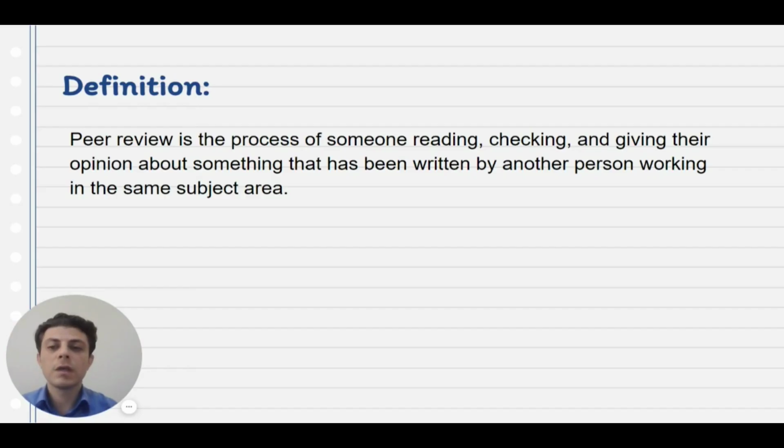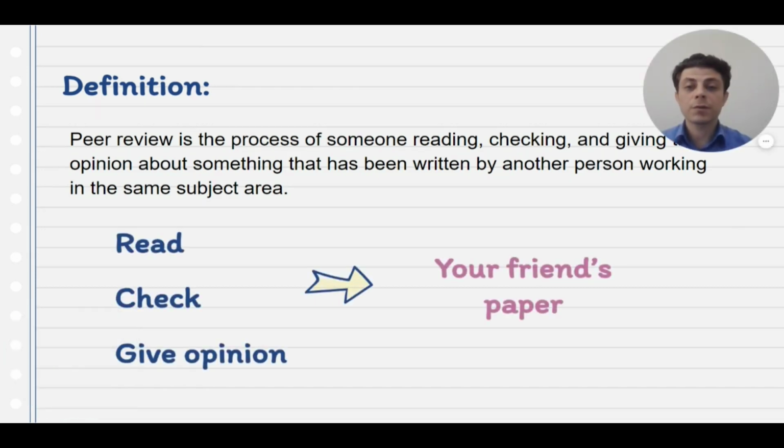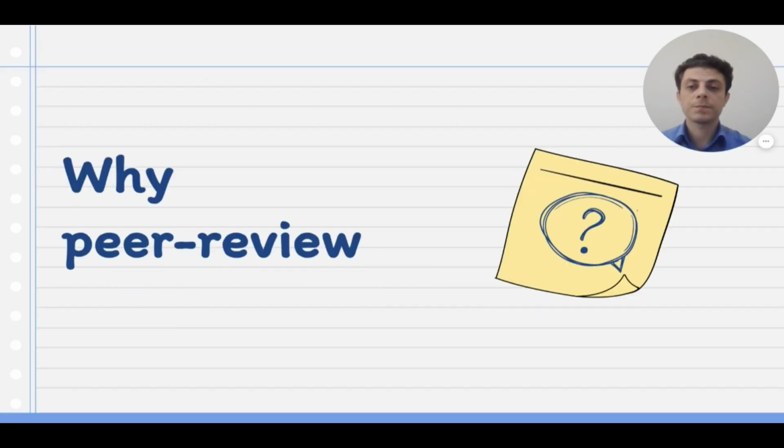Peer review is the process of someone reading, checking, and giving their opinion about something that has been written by another person working in the same subject area. So, you have to read, check, and give your opinion when reading your friend's paper.